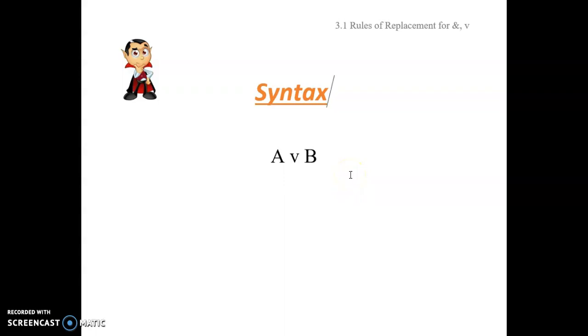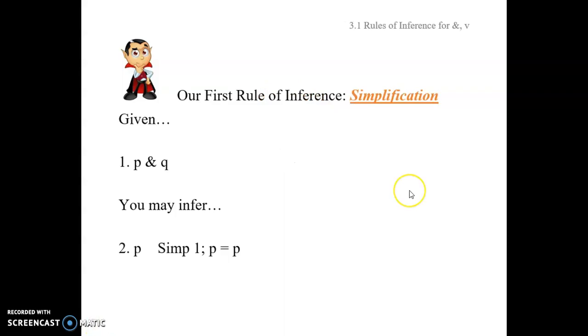That's the big picture idea. Let's jump into this, so you can see what's going on with syntax and rule following. Let's just jump straight in because I think it's the best way to get the idea. I'm going to give you some rules that allow you to infer one string of symbols from another string of symbols. Our first rule of inference is known as simplification, or sometimes just Simp for short.